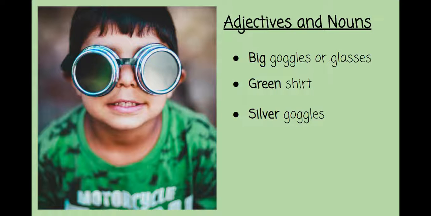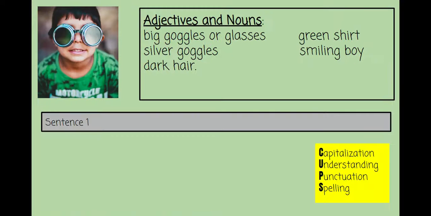Next thing I notice about the boy is that he has an expression on his face. So I can say that he's smiling. So a smiling boy. So smiling would be an adjective to describe this boy. And I also notice that his hair, I can tell you about the color of his hair. I notice that his hair is a dark color. So dark hair would be an adjective. So these are all the things that I notice about the nouns in this picture.